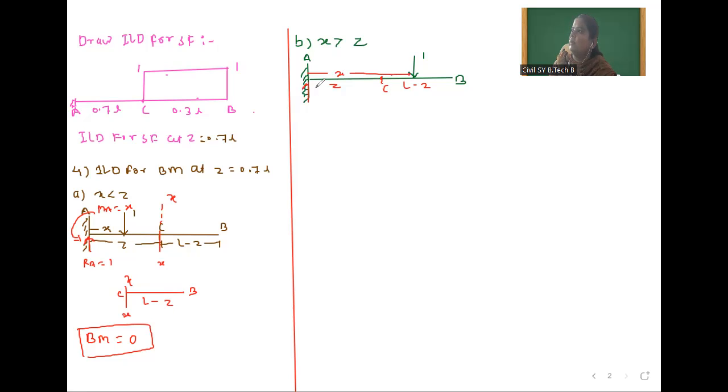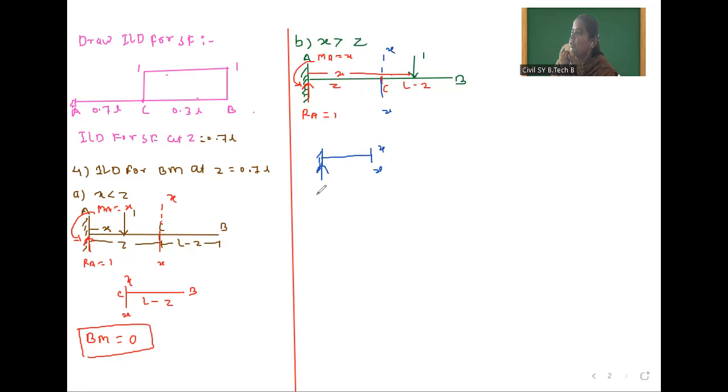Here one vertical reaction is there, RA, which is equal to 1, and one moment will be there, MA, which is equal to X. Now we have to take section. So we will take section here, this XX. Now we will consider this portion because here only one load and one moment will be there.